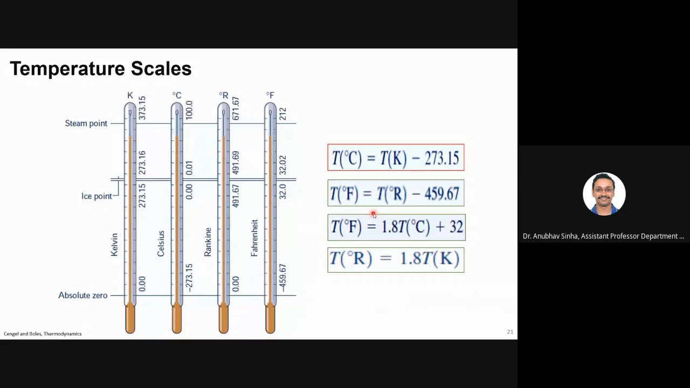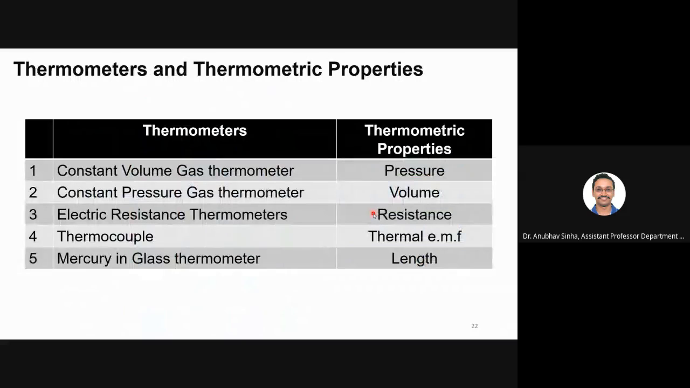Moving on. Now, when we use devices to measure temperature, this is what we'll take into account. So we'll have a constant volume gas thermometer. We'll use pressure to obtain temperature. These are the types of devices which we use for measuring temperature: constant volume, constant pressure, an electrical resistance thermometer, a thermocouple, and a mercury in glass thermometer, which we generally use in our household uses.